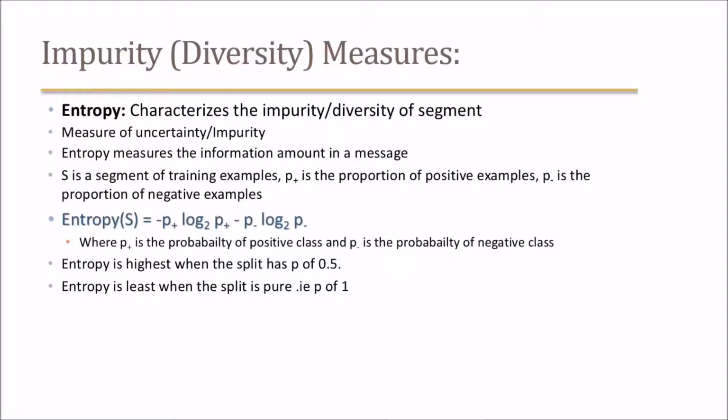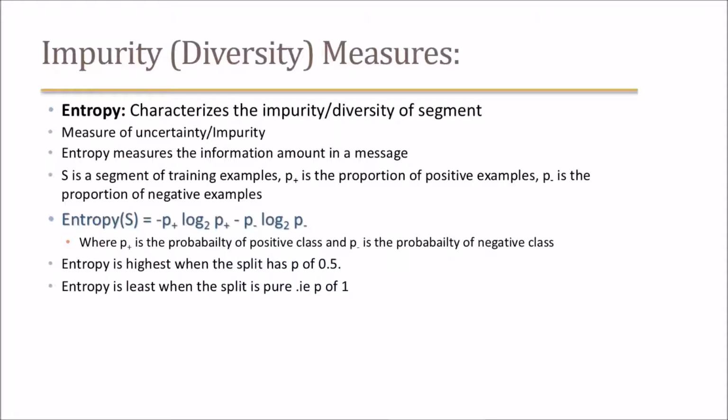Entropy characterizes the impurity or the diversity of a segment. So finally the impurity measure that we are looking at is entropy. Entropy is a measure of uncertainty or impurity or diversity. Entropy measures the information amount in a message.